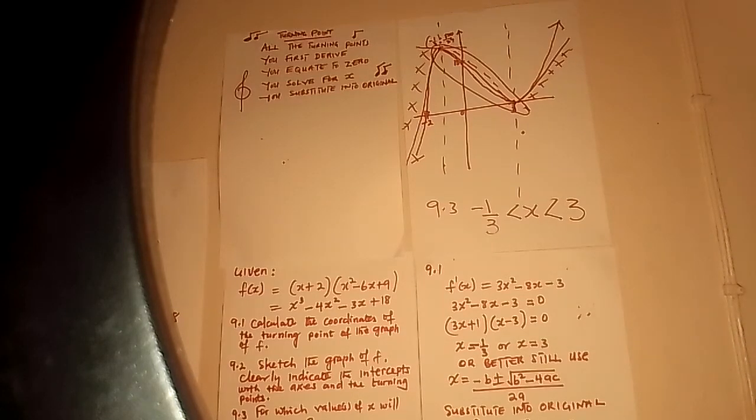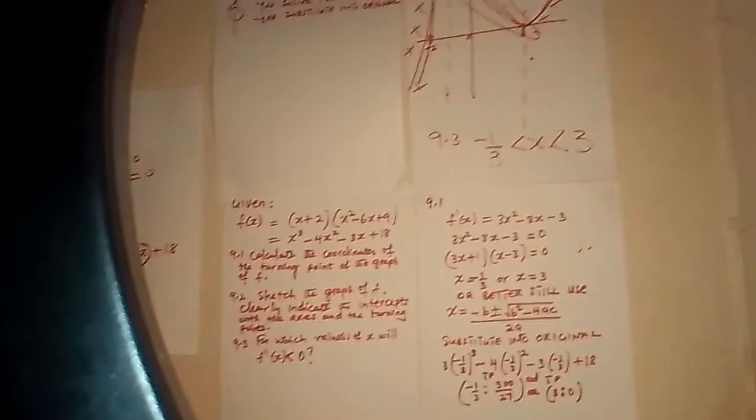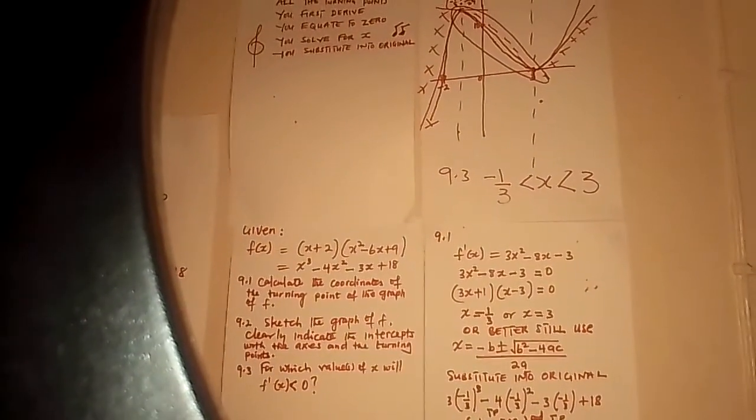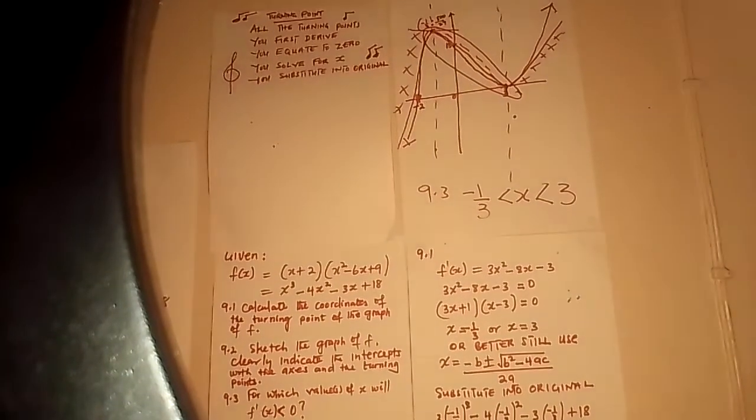So when you go there, you find out your answer is decreasing from negative 1/3, from the top of the maximum turning point to the bottom of the minimum turning point. That is where the graph is decreasing. So we can see what is happening there. And then the answer there will be from negative 1 over 3 less than x less than 3. That is the answer.